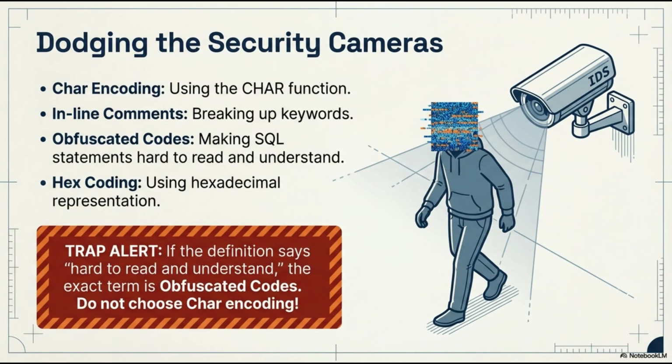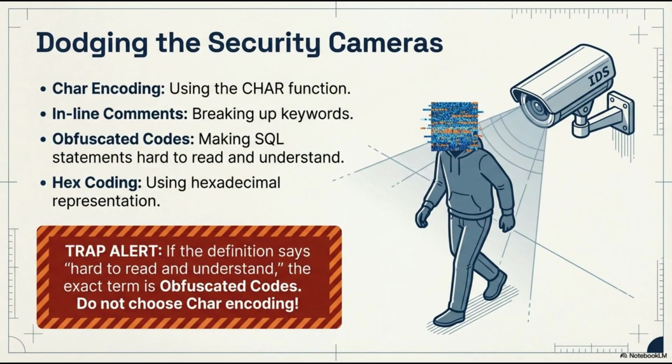The primary objective when evading an intrusion detection system is to manipulate the input string so it executes successfully in the database, but no longer matches the known attack signatures the IDS is programmed to recognize. The sources outline several techniques, and we have some simple analogies to clarify how they confuse signature detection. Let's start with character encoding.